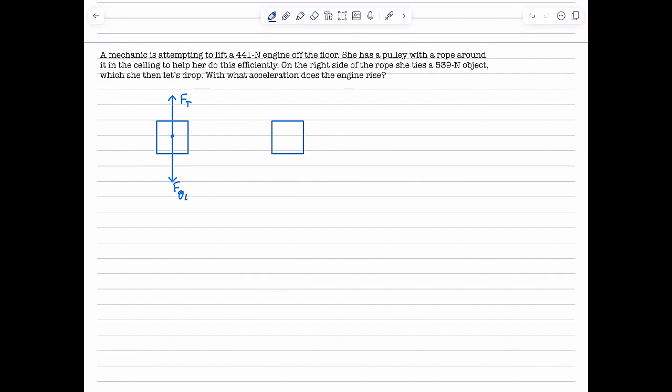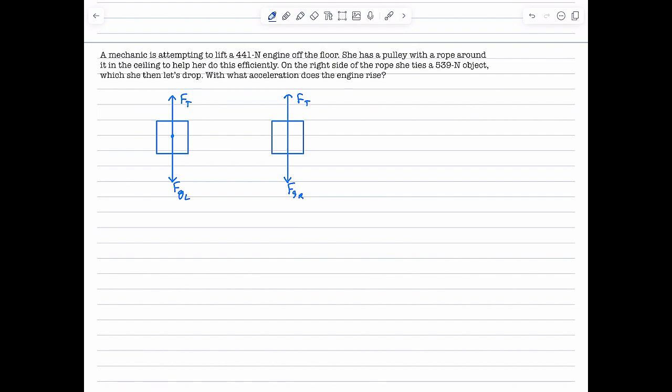So we're going to call this F sub GL for the left object. And then over here, we will put F sub GR. And then we'll also put a tension force here. And again, because we are assuming tension is equal for both, that's just going to be F sub T.